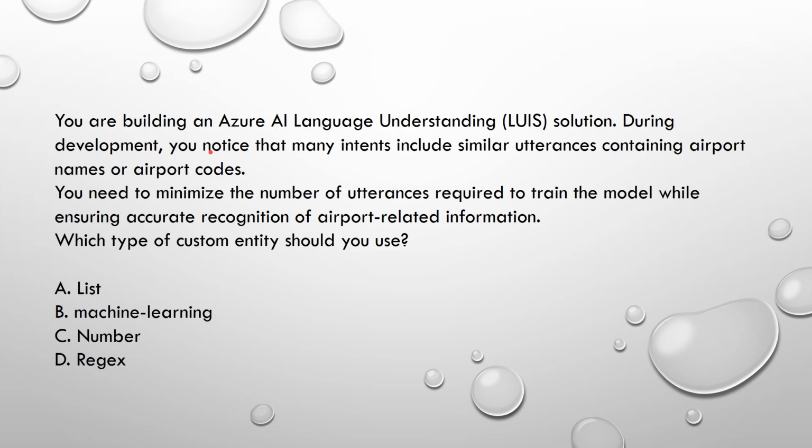You are building an Azure AI Language Understanding solution. During development, you notice that many intents include similar utterances containing airport names or airport codes. You need to minimize the number of utterances required to train the model while ensuring accurate recognition of airport-related information. Which type of custom entity should you use? List, machine learning, number, regex. So here it asks which entity is used for airport names or airport codes.